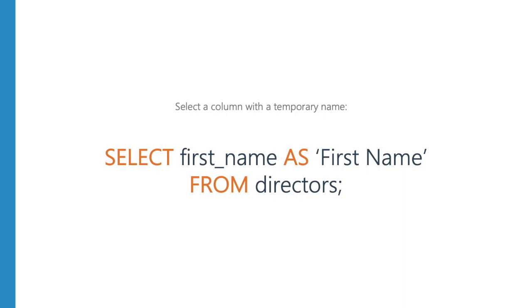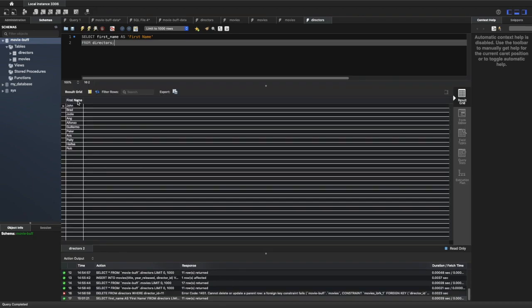Let's see what this looks like. We paste in our query, we run it, and now we get back exactly what we expect, but now our column name says first name in a well-formatted way. Our next task was to list all of the movies in the database that were directed by Peter Jackson.